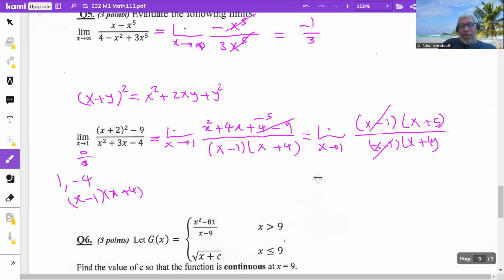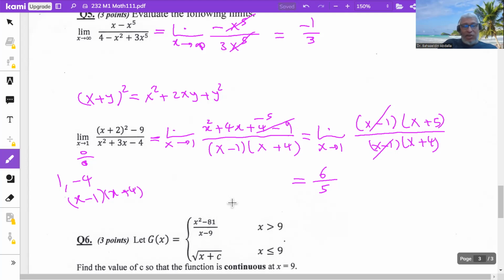Now we cancel x minus 1 with x minus 1. And now we can replace x by 1 to find the limit. Keep the limit there until you replace x by this number. When I replace x by 1, I get 1 plus 5, which is 6, and 1 plus 4, which is 5. So the answer is 6 over 5.